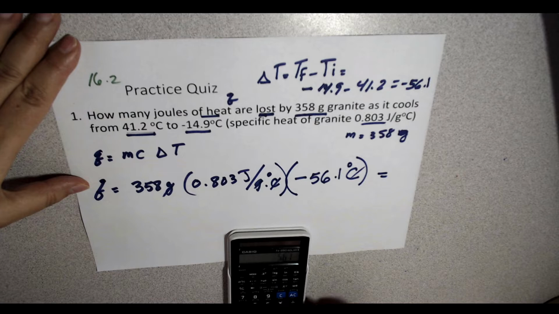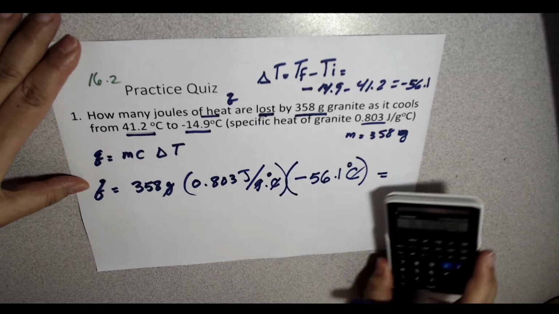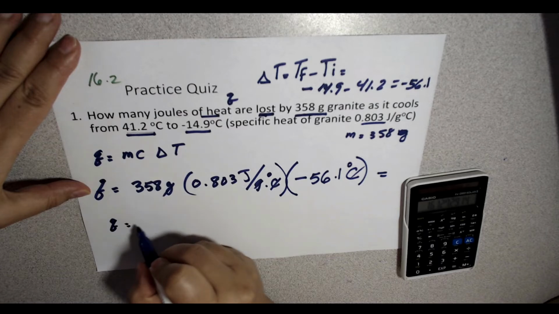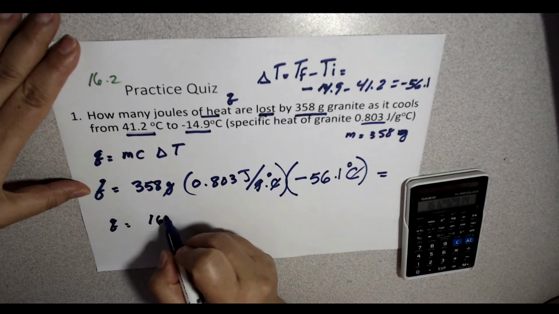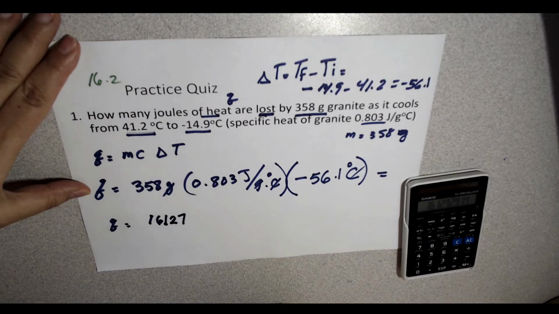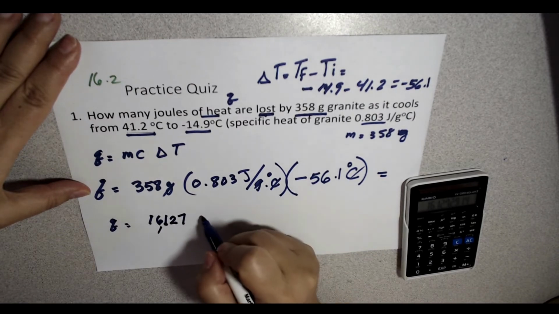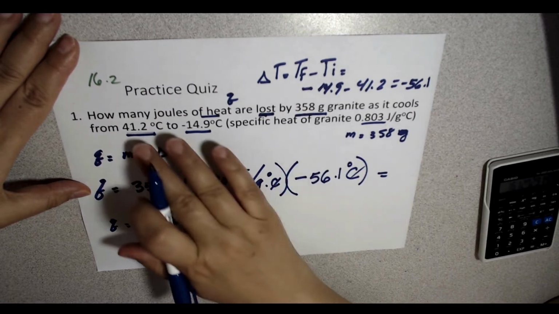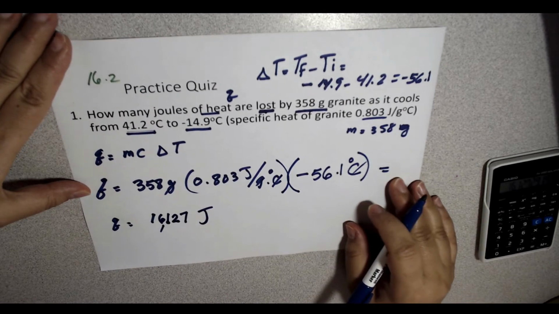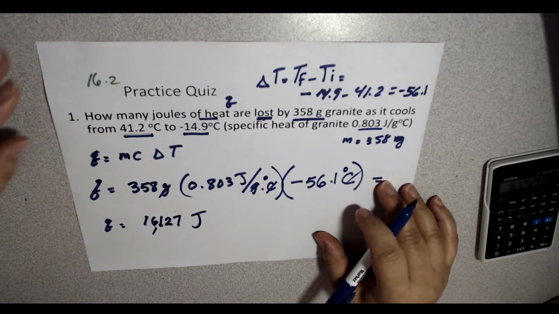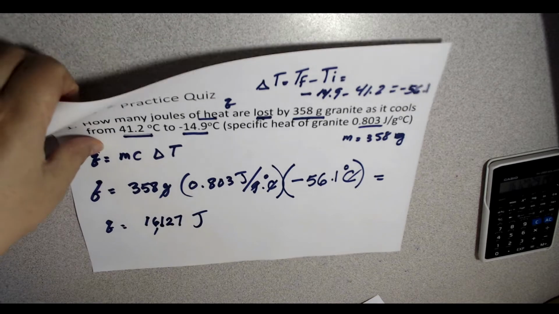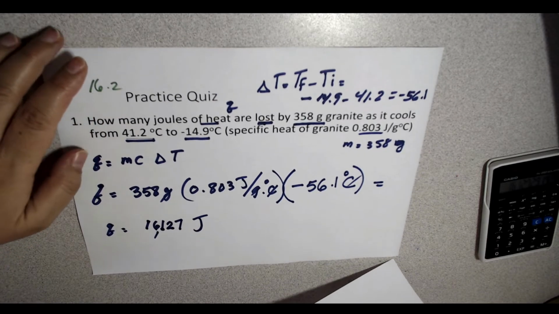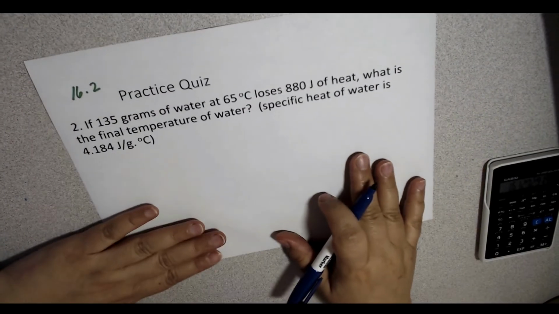attention to the sign. So 56.1 times 0.803 times 358 is 16,127. So 16,000. We could convert it to kilojoules, but they didn't ask us, so we're going to leave it alone. Okay, that's number one, finding Q. For the notes that I uploaded today, I solved for M, but this one is a different problem here.